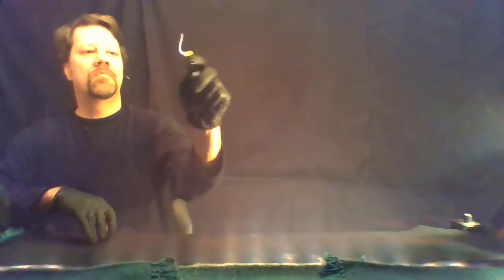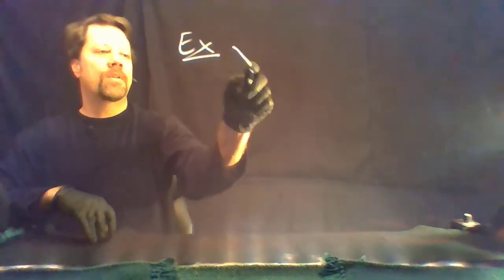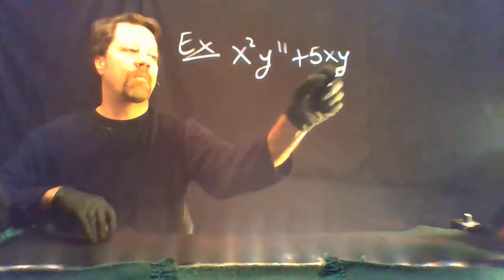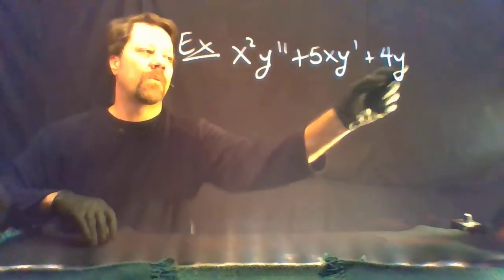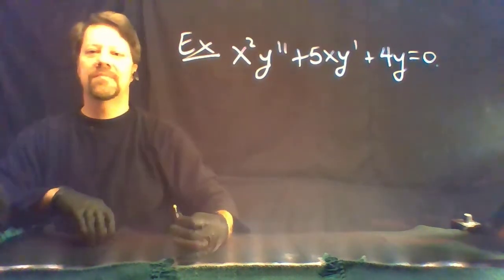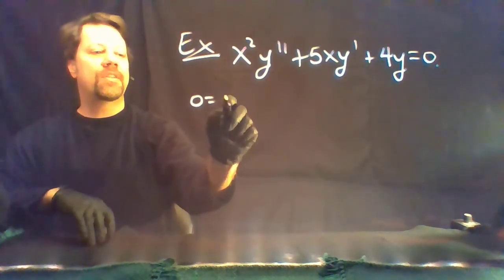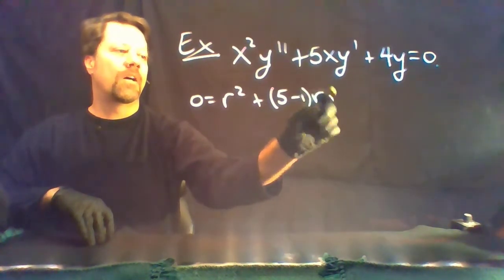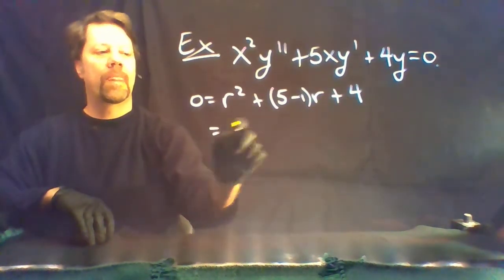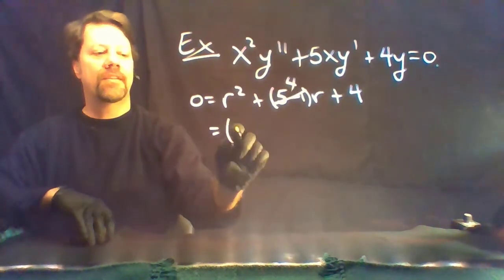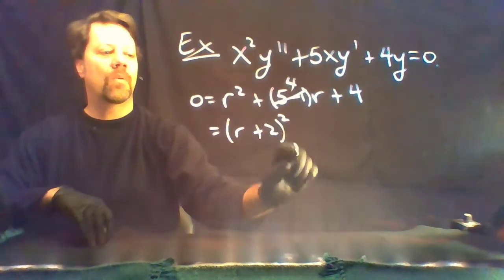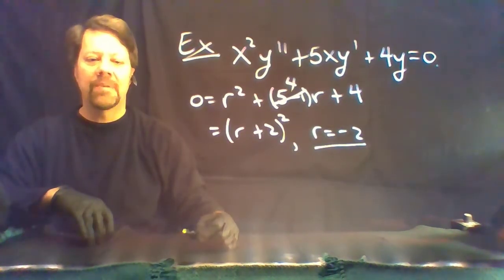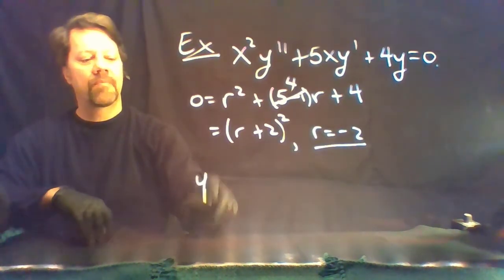As an example, suppose we have x squared y double prime plus 5xy prime plus 4y equals 0. The characteristic equation is 0 equals r squared plus 5 minus 1 r plus 4. This is r squared plus 4r plus 4, which factors as r plus 2, quantity squared. We get r equals negative 2, but with a repeated root.